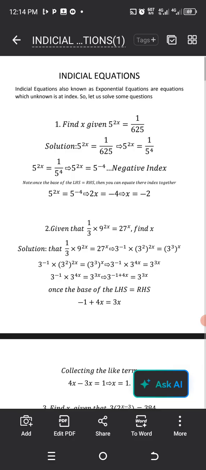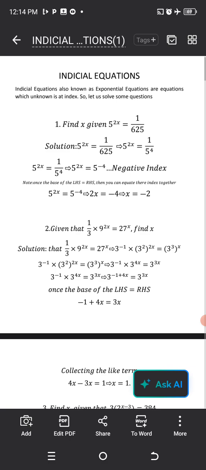So, what are we going to be dealing with in this video? The topic is indicial equations. What do you understand by indicial equations? As has been written, indicial equations, also known as exponential equations, are equations in which the unknown is at the index.